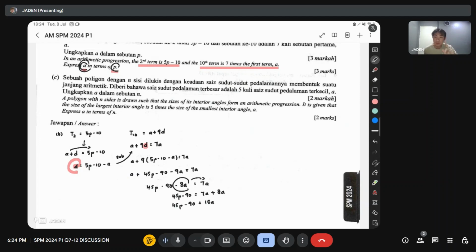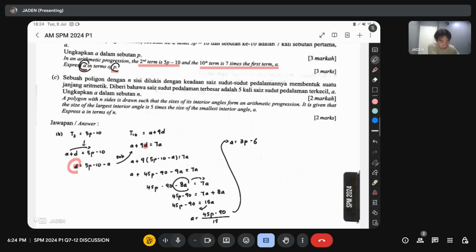They want a as your subject, so that means you want to move the 15 to the other side, right? So your a is actually 45p minus 90 divided by 15. And then you want to be careful with the numbers. If they can simplify, then you want to simplify it. So 45 divided by 15, you get 3p here, and then 90 divided by 15 is 6. So a is equal to 3p minus 6, and that is exactly a in terms of p, 3 marks.